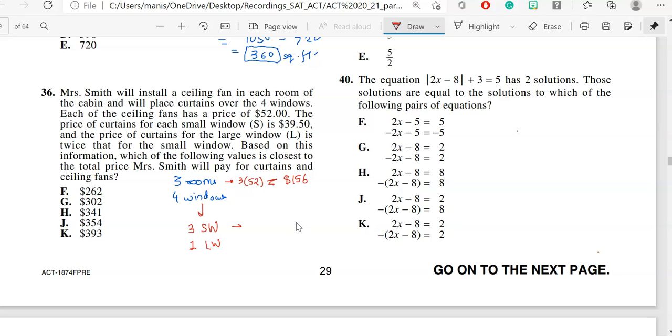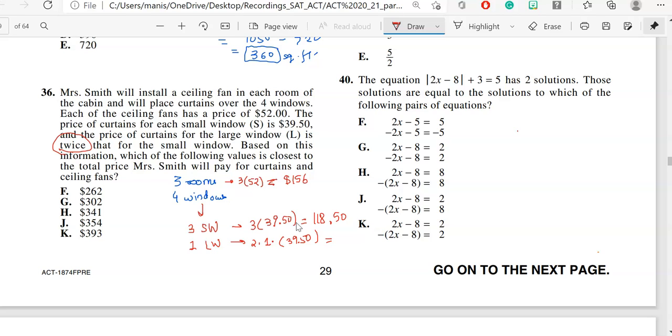Now the price for the small windows is 3 times $39.50. I'll write it over here, $39.50, which ended up with this answer, 118.5. Now one large window means the price of the large window is twice the price. It says over here twice the smaller window, so 2 times this will give me the answer. So I will write over here 2 times $39.50.